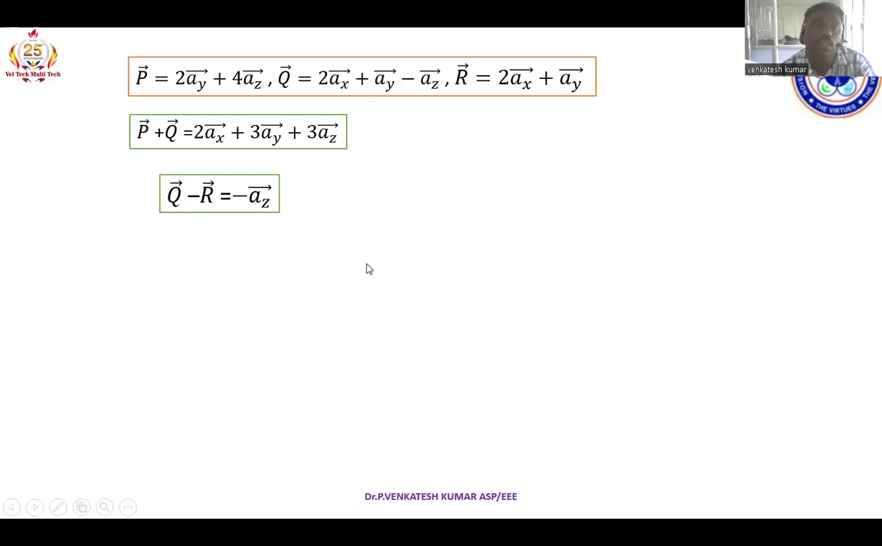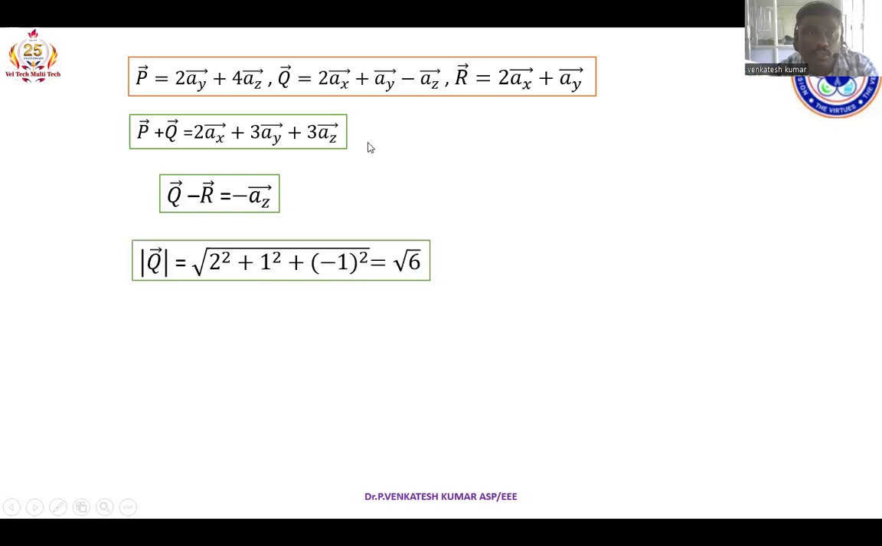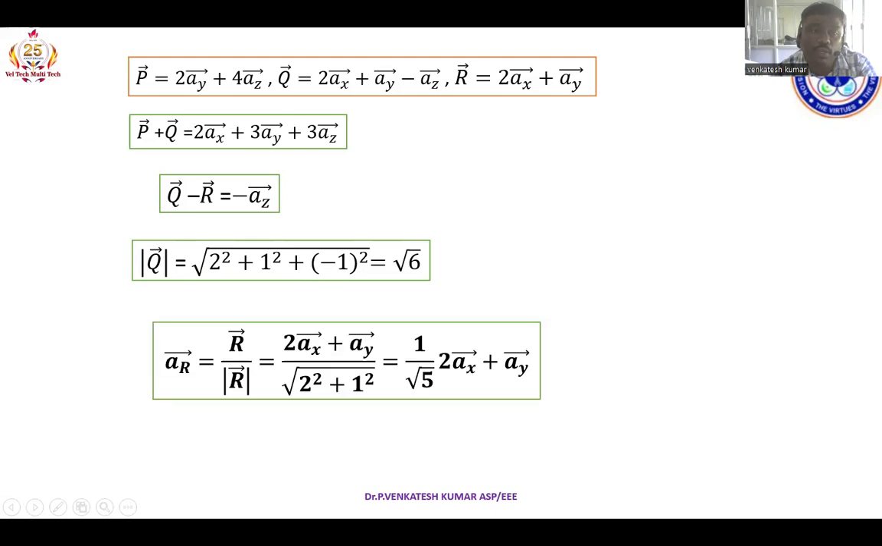Okay, the second subdivision is done. The third one is the determinant of Q. For this Q vector, the determinant of Q is the square root of the squares of each value. The magnitude is 2 in the X direction, 1 in the Y direction, and minus 1 in the Z direction. So the square root of 2 squared plus 1 squared plus minus 1 squared, that is the square root of 6. That is the determinant of Q.